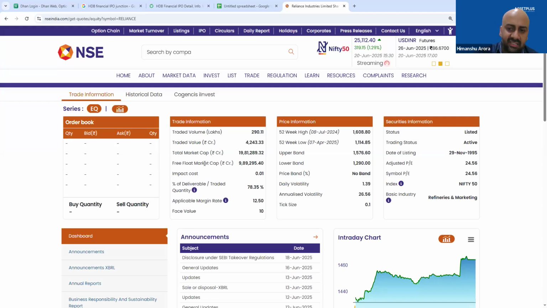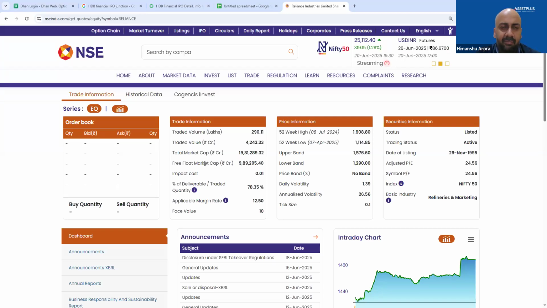So there are three kind of deals: bulk deals, block deals, and insider deals. Whenever someone buys or sells shares which are to the tune of more than 0.5% stake in the company, it is called bulk deal. Whenever they buy or sell shares to the tune of more than 5 lakh shares or more than 10 crore rupees worth of shares, it is called block deal.